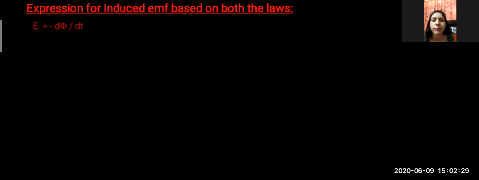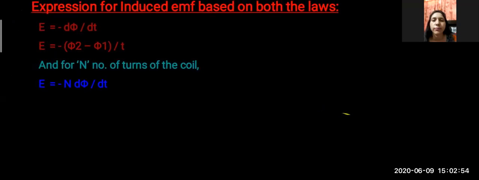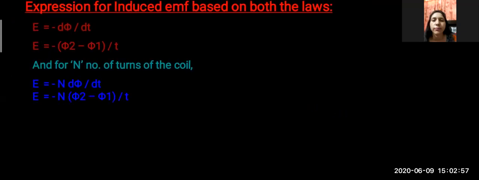So here we are expressing the induced EMF based on these two laws. We know that E equal to minus d phi over dt, or we can write this equation as equal to minus (phi 2 minus phi 1) upon t. And for n number of turns of the coil, that means if the coil has n number of turns, then we can write E equal to minus n d phi over dt, or equal to minus n (phi 2 minus phi 1) upon t.